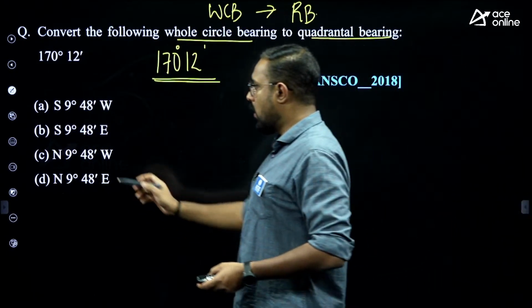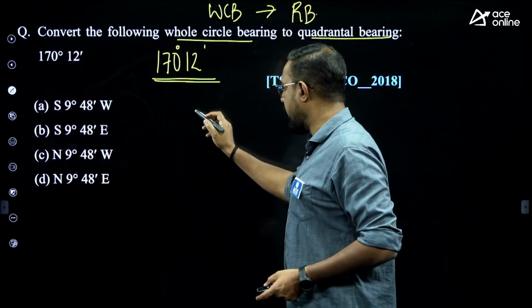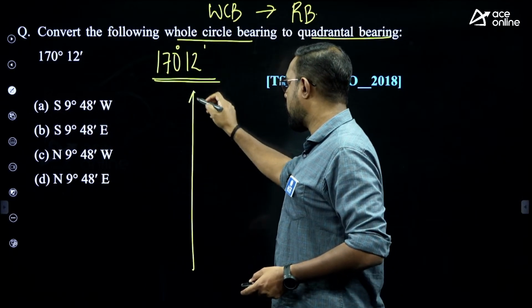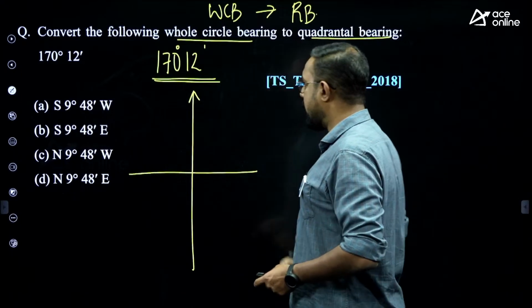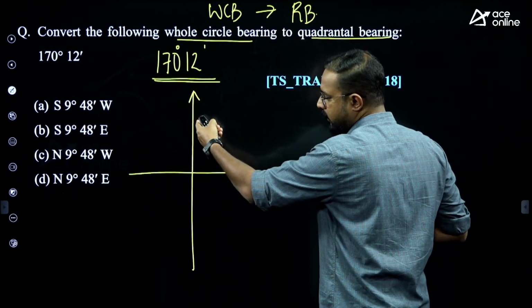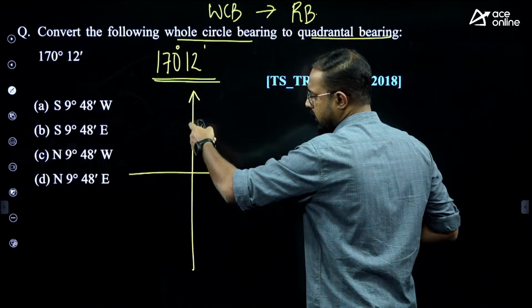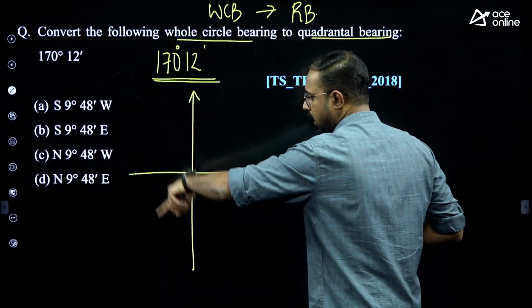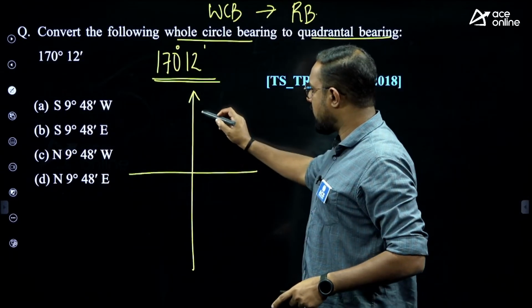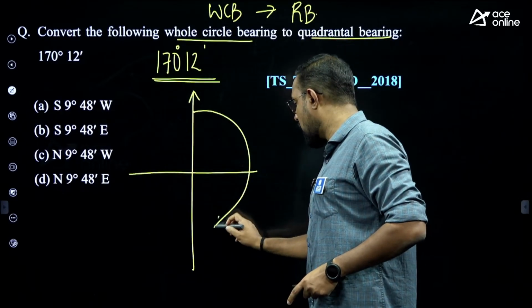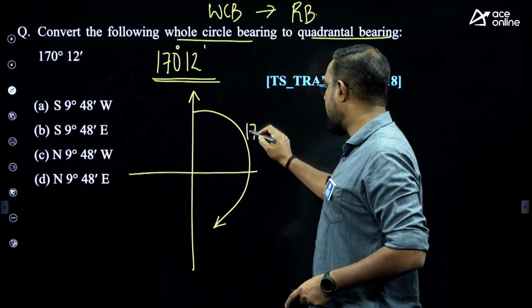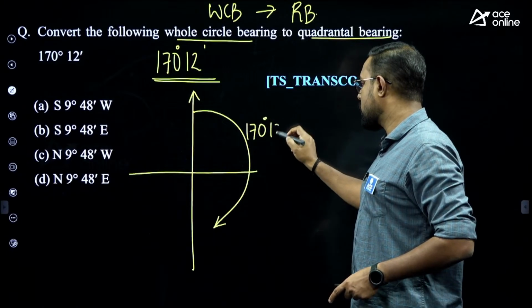Now, what I will do is represent this given data. What is the definition of whole circle bearing? It is the angle measured from the north end of the reference meridian in the clockwise direction. You measure from the north end in the clockwise direction. So if you measure from the north end in the clockwise direction, the angle I am getting is 170 degrees and 12 minutes.